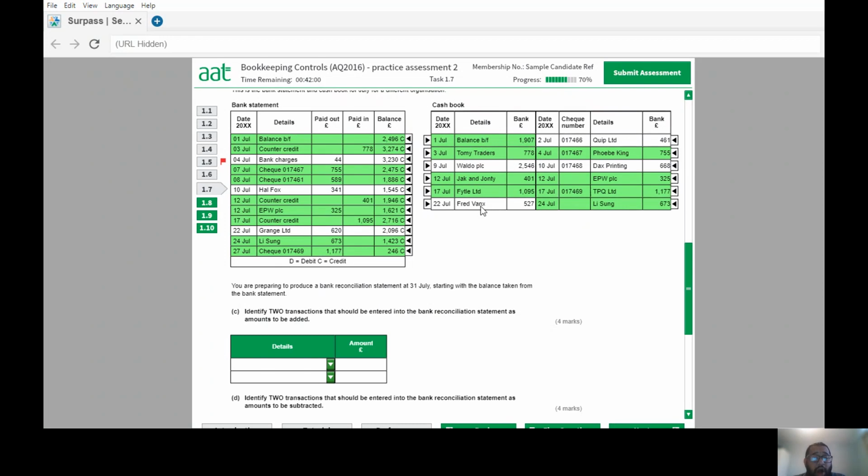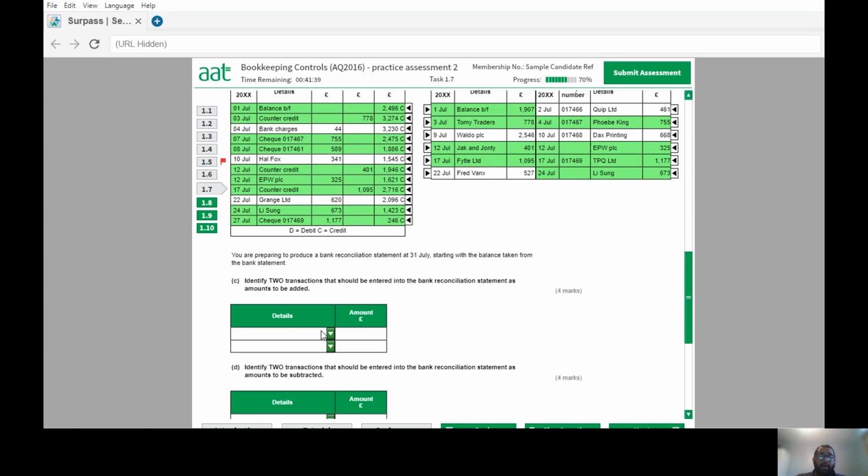See, these two are my outstanding lodgements and these two are my unpresented checks. Because why? Because these are your timing differences, because we expect the money to be coming into my bank account, but it hasn't shown yet. This check we have given to my suppliers and they haven't cashed it yet. So therefore, these are the ones we use for our bank reconciliation statement.